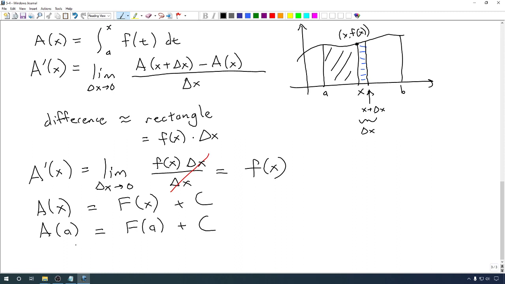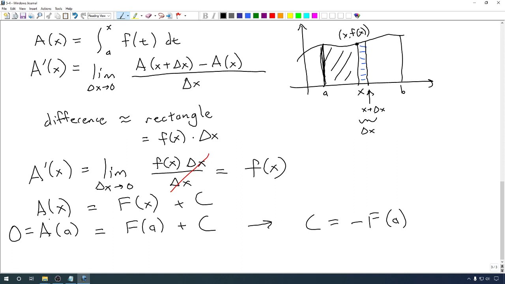If I plug a into my area function, over here I have F of a plus c, but I know what capital A of little a is. Because all that's really saying is the area if we start at a and end at a, just trying to say what is the area of this vertical line here. And of course, that's going to just be 0. That means since F of a plus c has to equal 0, c has to be negative F of a. And that means that capital A of x has to be F of x minus F of a.